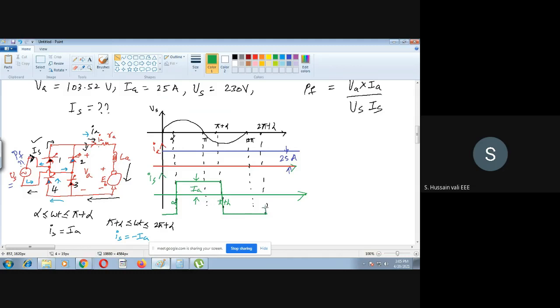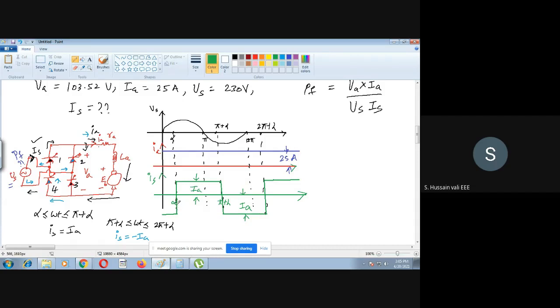Okay, then this process will be repeated. So you got a pulse here. You see here, you got a rectangular pulse here. So this rectangular pulse height is how much here? IA only. Height is IA. So the IS waveform here is a rectangular waveform.